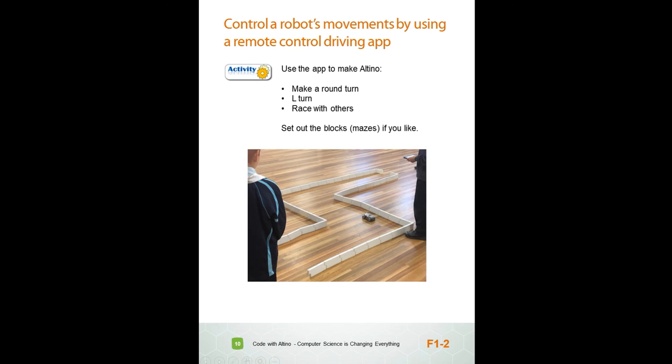So once you've got a feel, you can set up an activity for your students. So for instance, you might like to do this now, have a play yourself. You can use the app to make Arduino make a round turn, do an L turn, race with others, set out the blocks as we've put in the picture there if you like to help with the activity. The students love doing this and they'll get all excited before they actually start doing the programming. And we have written these exercises into the first modules to firstly engage the students and get them involved in the robot before they actually start to program.